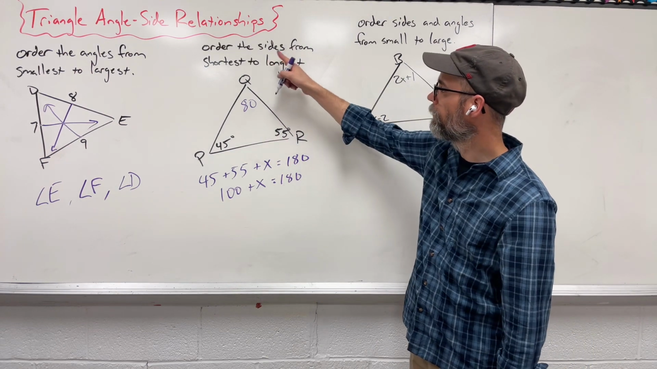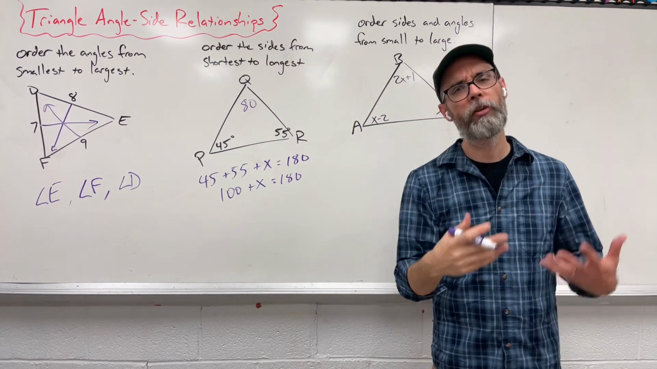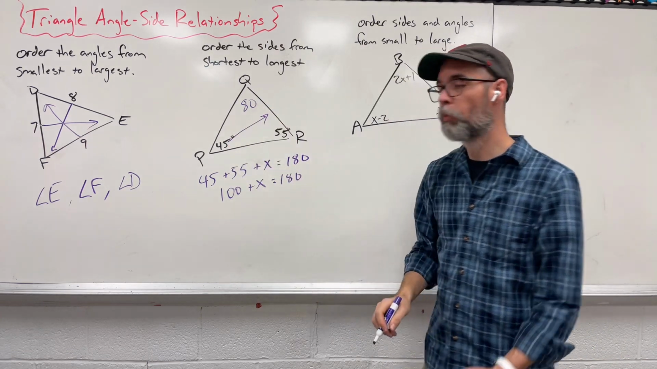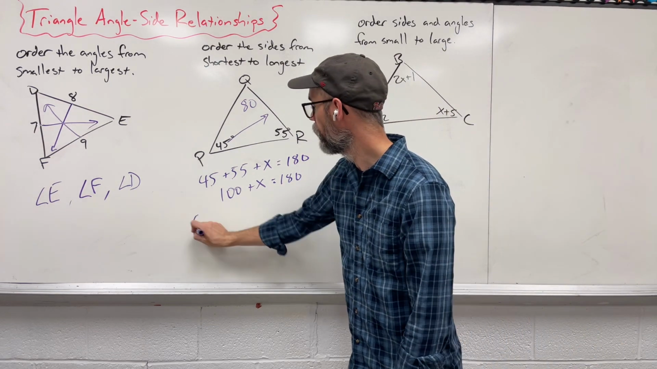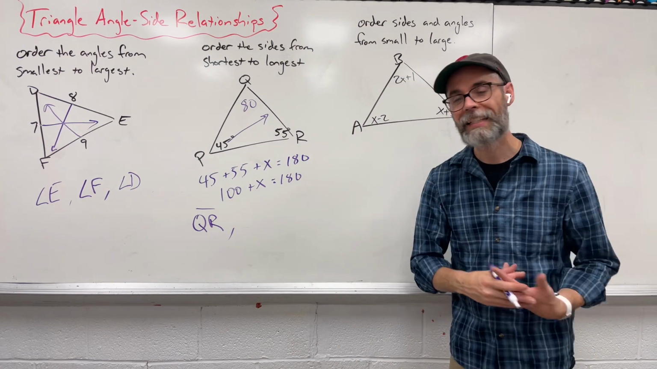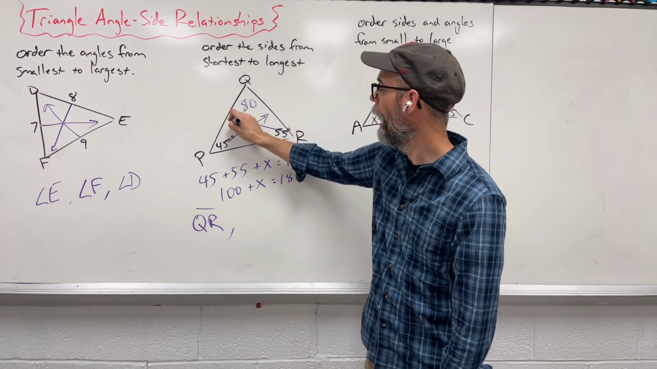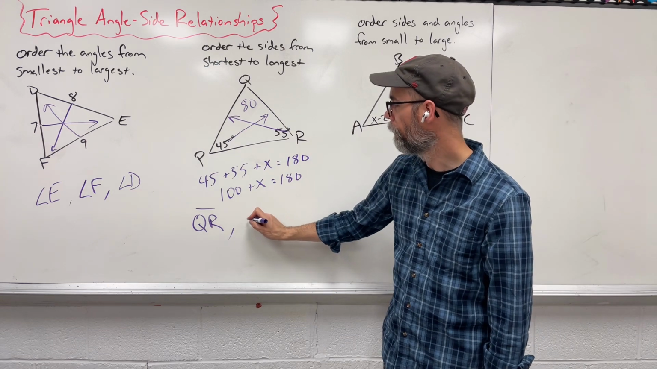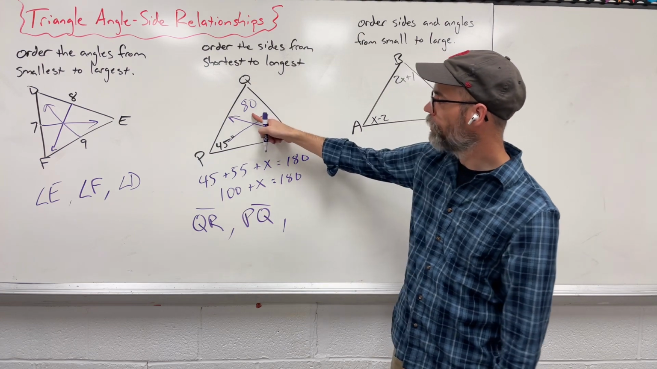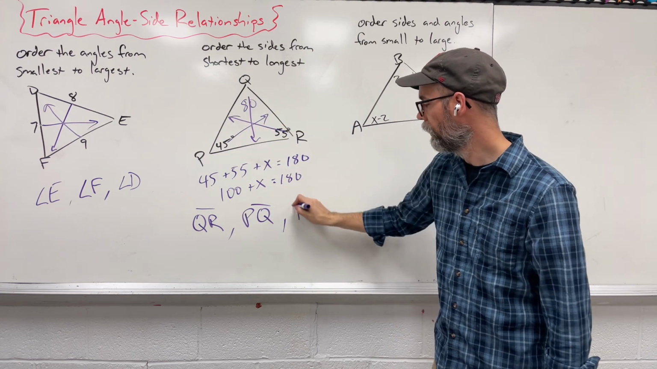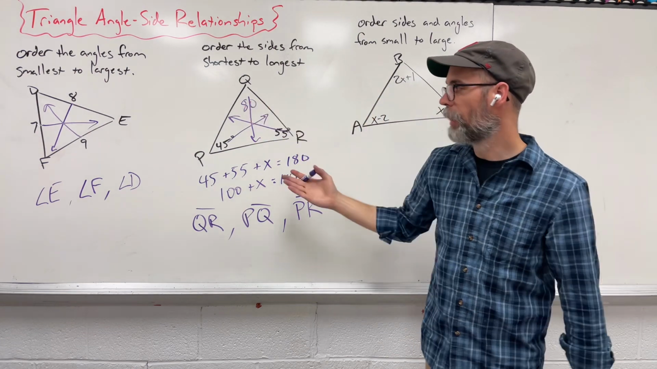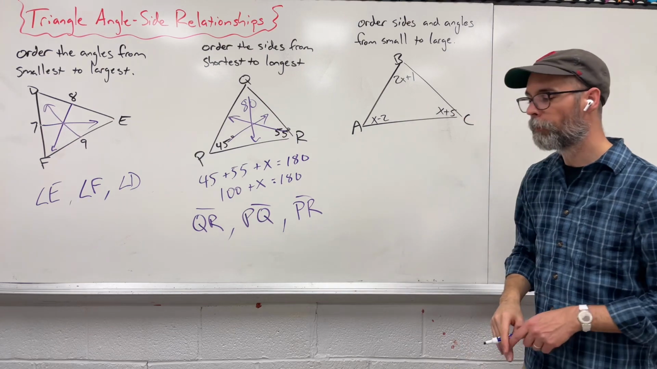So we want to find sides, shortest to longest. I want to find my smallest angle. That's 45. Opposite will be the shortest side. We're going to say QR is my first side, my smallest. My next smallest angle is 55. Opposite that will be my middle length, PQ. And then my largest angle is 80. Opposite that is PR. And again, we've got that same relationship with our angles, putting them in order.